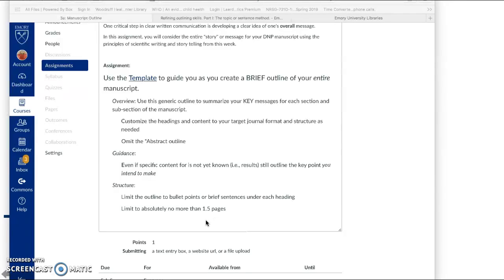It needs to be very focused to help you see your manuscript from beginning to end and help your readers to see what you intend to write about. So have fun crafting this picture of your manuscript story this week.